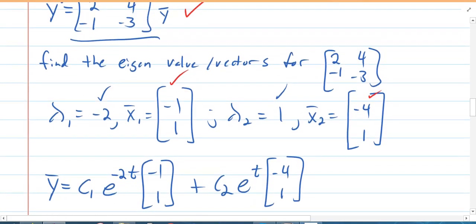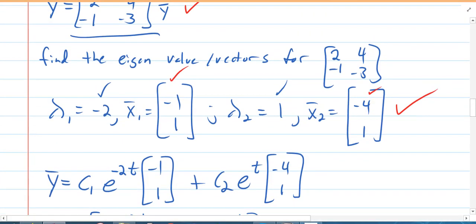And voila, I write the solution. Y bar equals C1 e to the minus 2t times (minus 1, 1), plus C2 e to the t times (minus 4, 1). So that's pretty nice for solving those. Now, I skipped over a bunch of work finding this. The work is all finding the eigenvectors and the eigenvalues in this part of the problem.